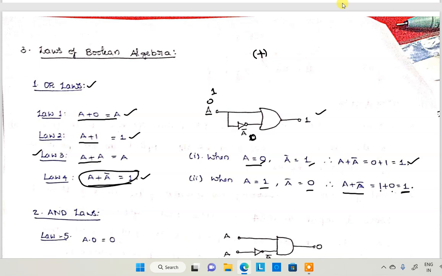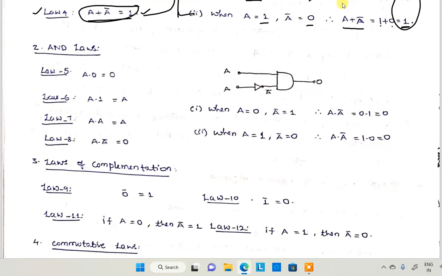In case of both, A plus A is equal to A. So 4 laws are clear. A plus A bar is equal to 1, this is the explanation for this law, and A plus A is equal to A. These 4 laws are completed. So next we are moving to the AND logic.